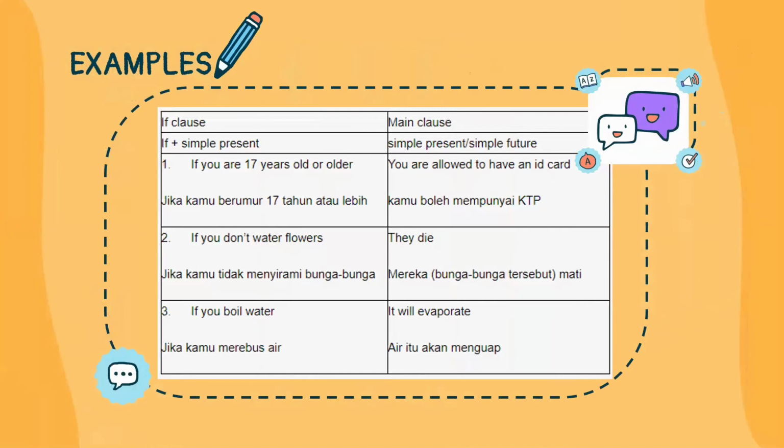For example, if clause, if plus simple present, main clause simple present plus simple future. Okay, example number 1. If you are 17 years old or older, you are allowed to have an ID card. Jika kamu berumur 17 tahun atau lebih, kamu boleh mempunyai KTP. If you don't water flowers, they die. Jika kamu tidak menyirami bunga-bunga, mereka mati. If you boil water, it will evaporate. Jika kamu merebus air, air itu akan menguap.